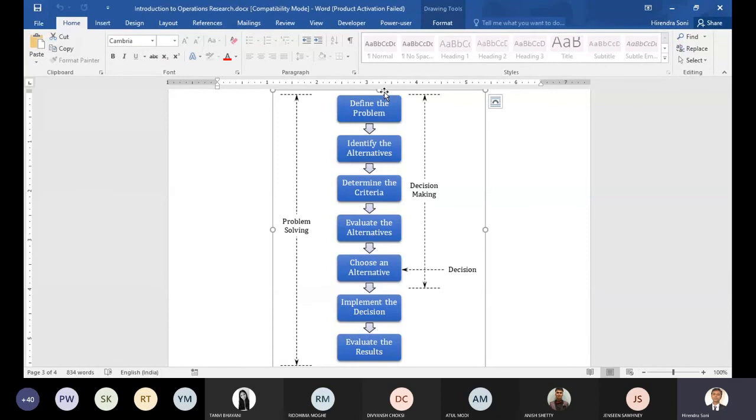Okay, so after defining the problem, identify the possible solutions, and define what your criteria are based on which you will choose. So कुछ criteria आपके होते हैं, जैसे cost orientation होता है, कि भाई जो भी solution implement कर रहा हूँ उसमें cost सबसे कम से कम लगनी चाहिए.